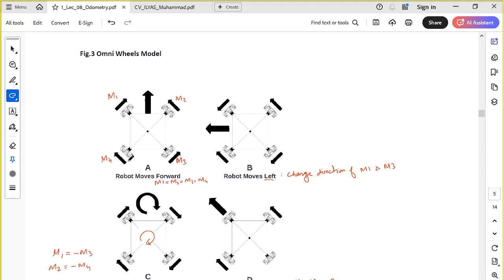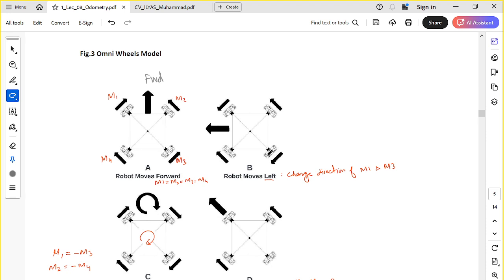If these motors M1, M2, M3, M4 are rotating in the forward direction, at equal speed, then this robot will move forward. Similarly, if we change the direction of the motors, minus M1, minus M2, minus M3, minus M4, this robot will move backward. This is the simplest way to achieve forward and backward motion.